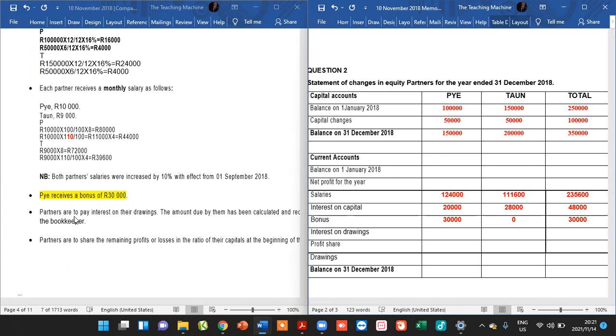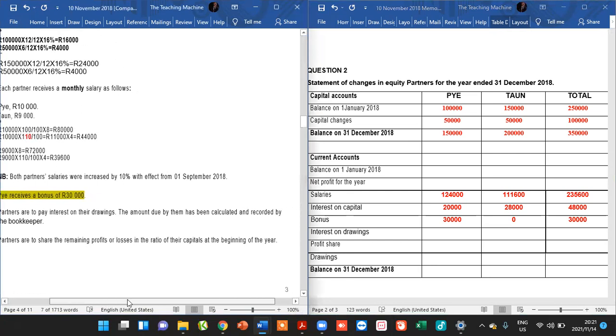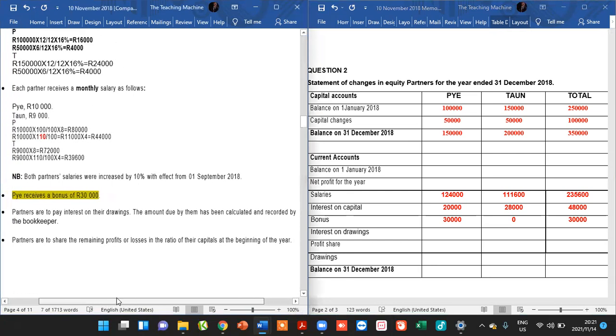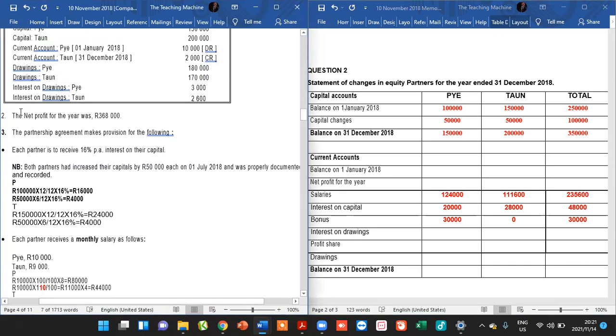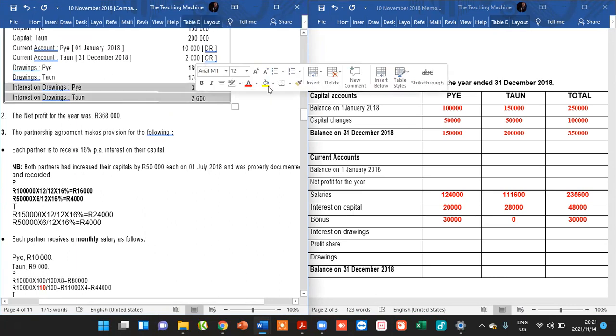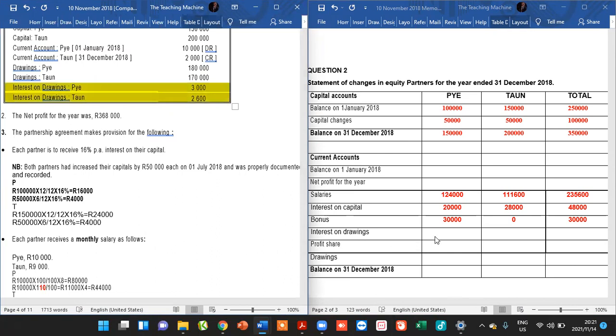What about the interest on drawings? Partners are to pay interest on their drawings. The amount due by them has been calculated and recorded by the bookkeeper. Let's look at the information. Are we given the interest on drawings? Yes, we are given, already calculated for us, so no need to sweat. So for this partner it's 3,000. For this partner, it's 2,600. So it should be 5,600, the total.